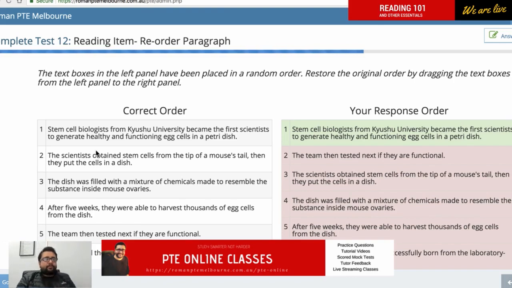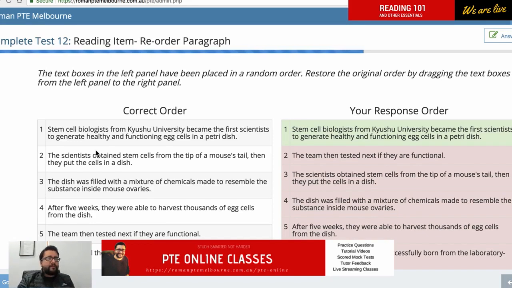Okay, number three says "the dish was filled with." The dish means they must have talked about some kind of dish before this, so it cannot be the first one. "After 5 weeks, they were" means who? A group of people. They must have mentioned a group of people before this. "The team": we do not know which team they're talking about because it's a specific team. "They fertilize the egg cells" means again a group of people.